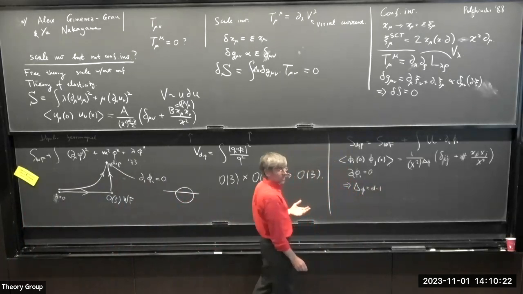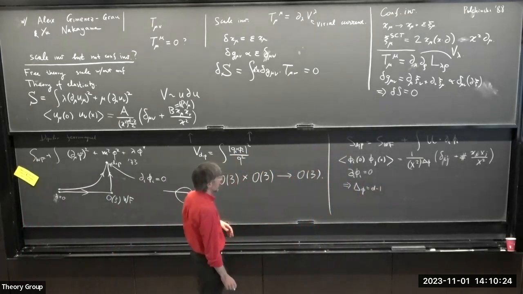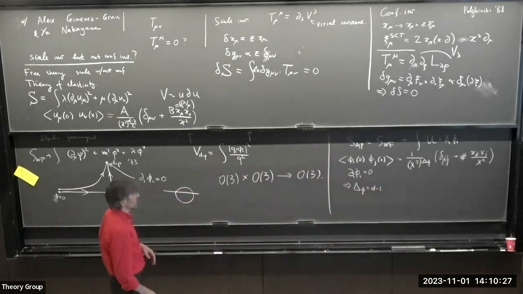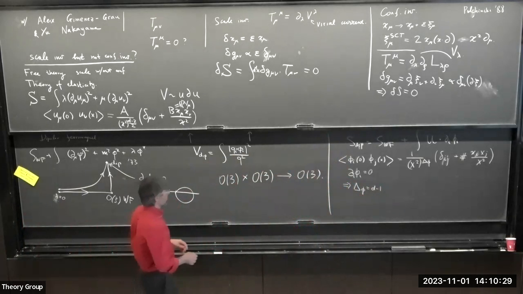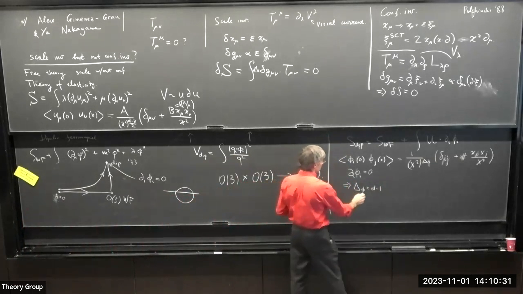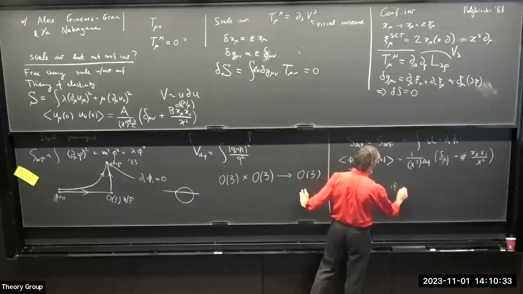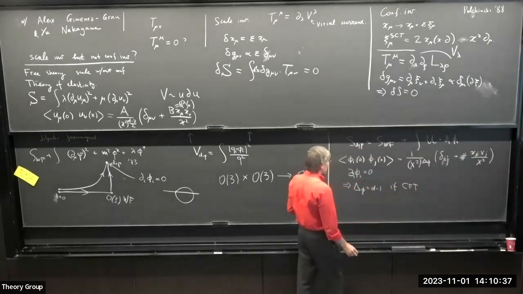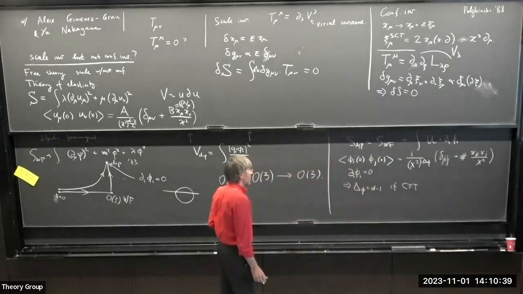It has to be really a conserved current in the conformal field theory. It has to have dimension d minus 1, if the theory is conformal. If it's a CFT. But what is the dimension of phi in this theory?